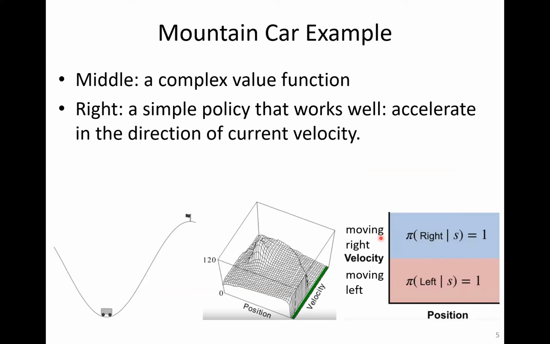So if the current velocity is moving right, you just accelerate to the right. If the current velocity is to the left, you'll accelerate to the left. It turns out this simple policy always adds momentum to the vehicle, so that it will accumulate momentum more efficiently and get up to the goal pretty fast.